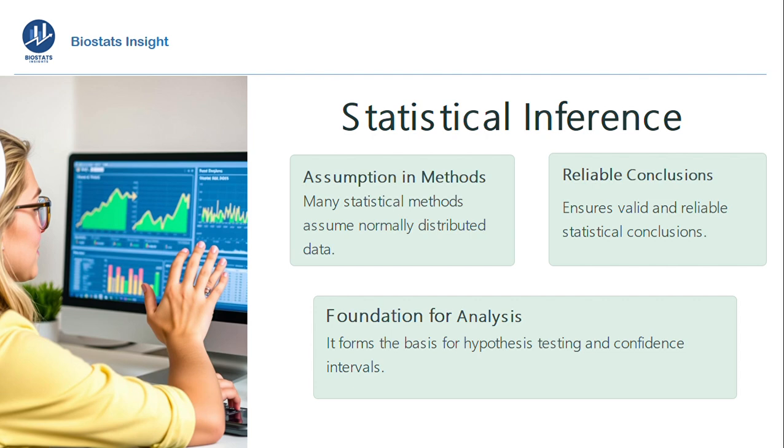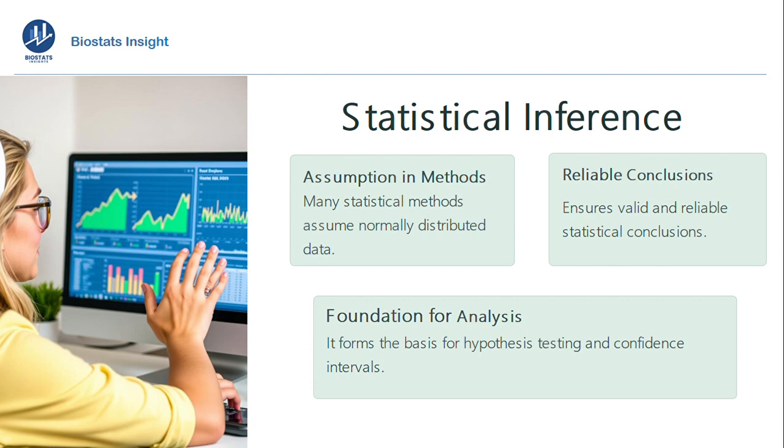Now, what are the real applications of normal distribution? Here they have mentioned three applications. For example, assumption in the method: we use the normal distribution. For example, if we want to test the difference between a test and reference product, and we have some data, the first thing we need to check is normal distribution. If it follows a normal distribution, then we can use parametric methods, otherwise we need to use non-parametric. That is what they mean by assumption in the method.